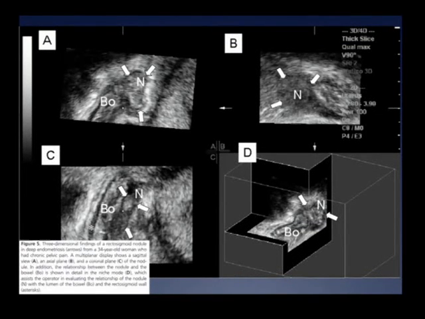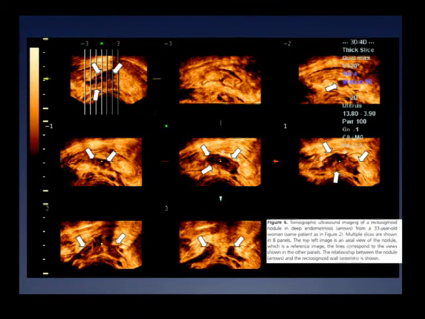And this is the image. This is a nodule, this is a bowel, these are similar. We obtain the coronal plane. This is very difficult to obtain, usually a coronal plane using conventional 2D transvaginal ultrasonography. This is the tomographic view.